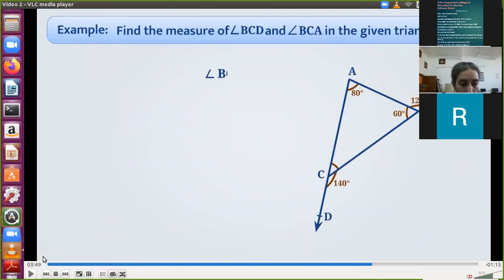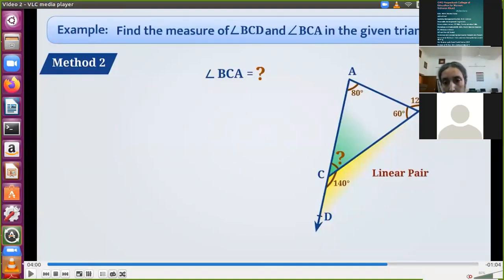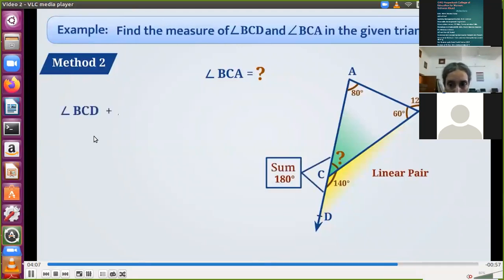Now there is another method also of finding the value. Now it is clearly shown here that angle BCA and angle BCD, they form the linear pair. Okay, these two angles are forming a linear pair. And we know that the sum of a linear pair of angles is 180 degree. So by applying the formula, we can find out the value of angle BCA.